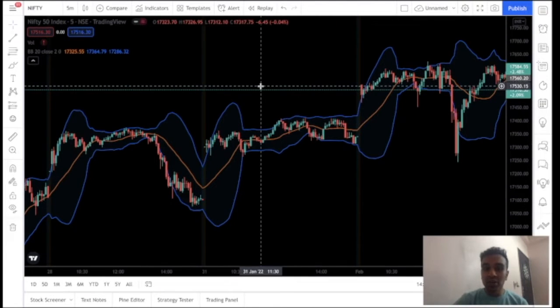That is, we try to look at when the stock is at a standard deviation of 2 or 3, and then we try to find reversal opportunities from there. Or the other way to use this indicator is to also catch a trend for as long as possible. So I'll tell you how it works.